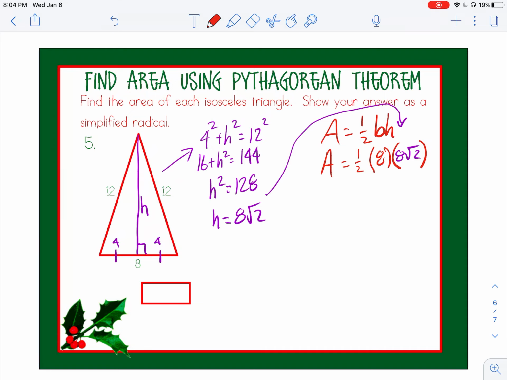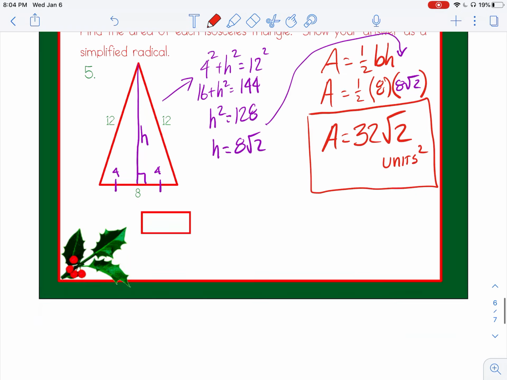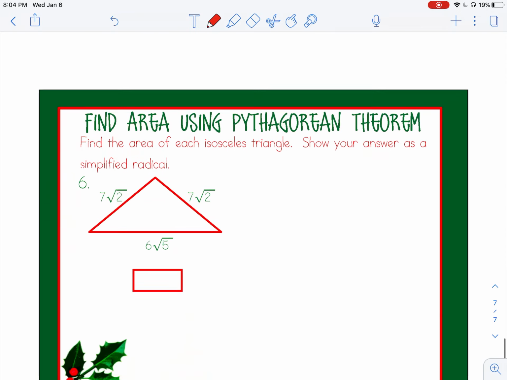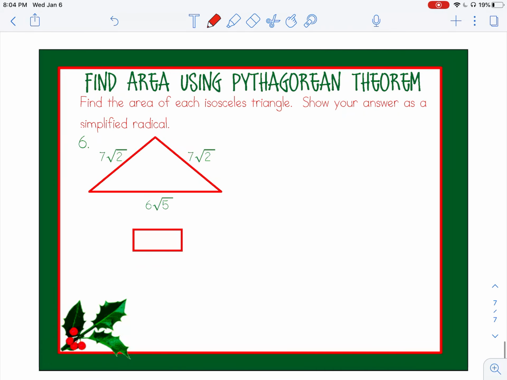So 64 times the square root of 2, half of that is 32 times the square root of 2. I forgot to put inches or feet or anything, so we'll just call it square units. All right, can't be afraid to work with radicals. You're going to do that a lot this semester. Which brings us to our final example. Working with radicals, it's the very same problem. Side lengths are in radicals to begin with, but that really shouldn't change anything.